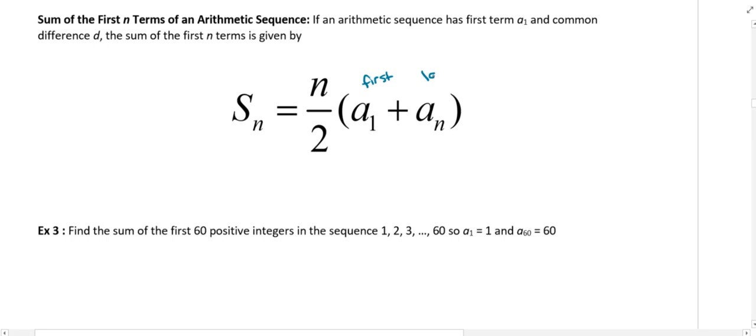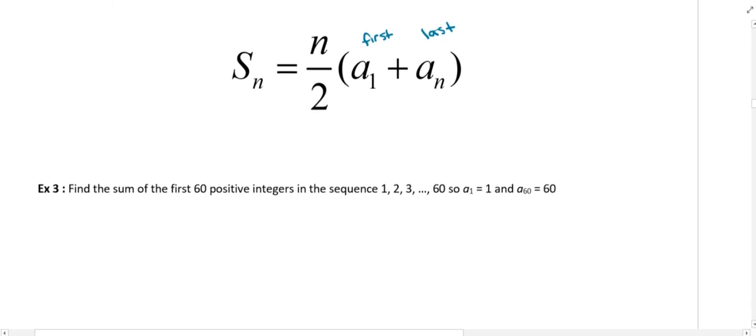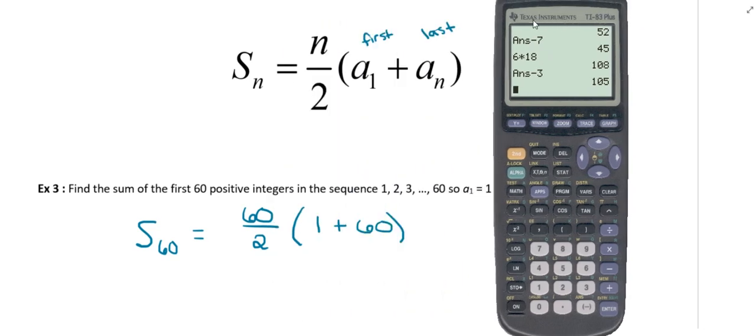Okay, so for example, find the sum of the first 60 positive integers: 1, 2, 3, 4, all the way to 60. So a sub 1 is 1, a sub 60 is 60, which means the sum of the first 60 numbers is 60 divided by 2, first term 1, last term 60. Okay, so it's a quick way to do kind of like bar math in your head. Hey, what's 1,000? Just 1,000 to 1, add it all together, kind of like that. So this is 30 times 61, 1,830.